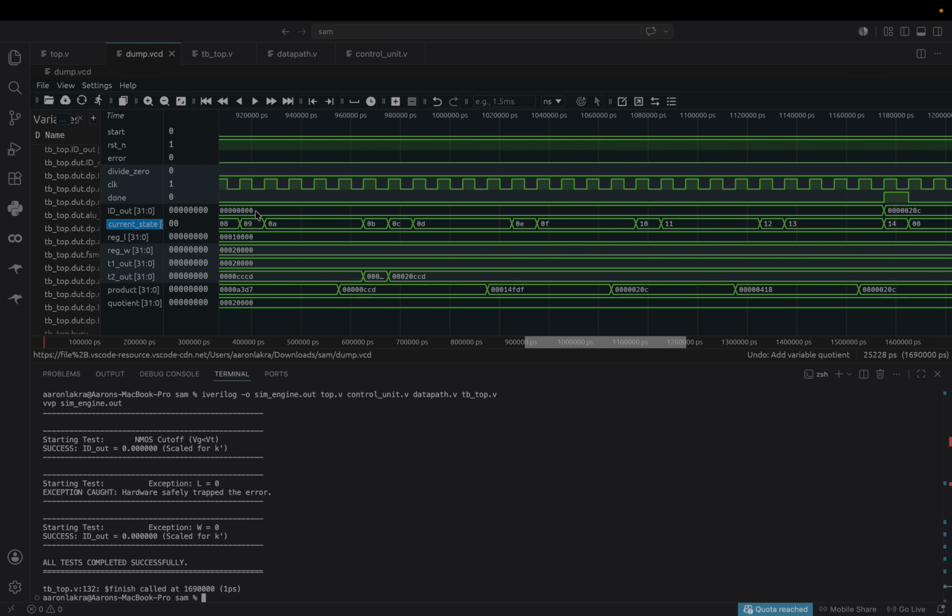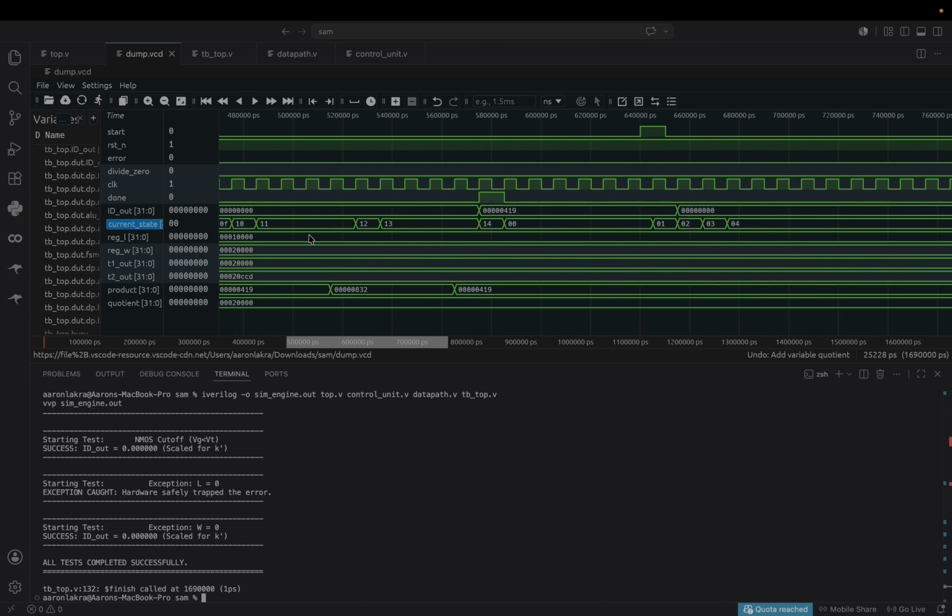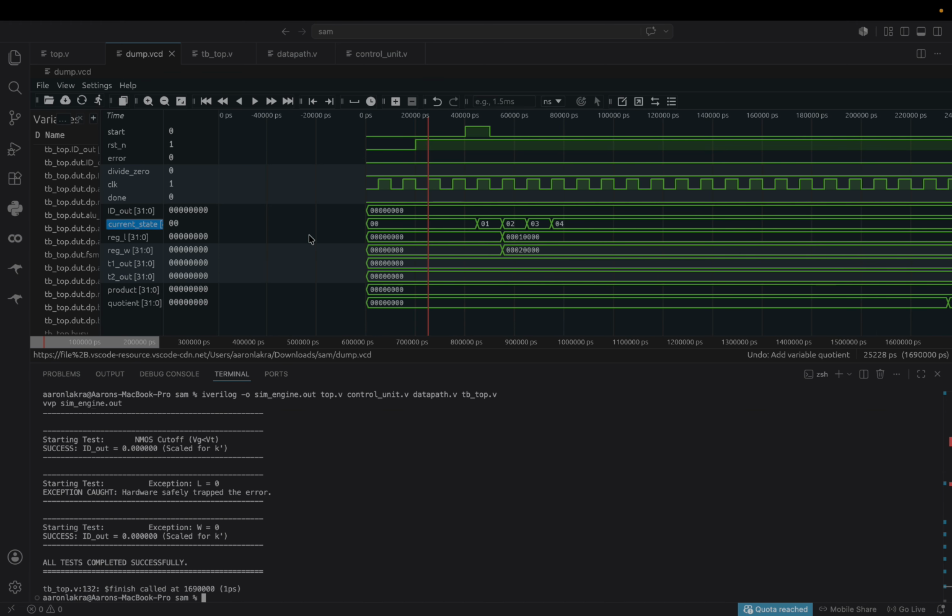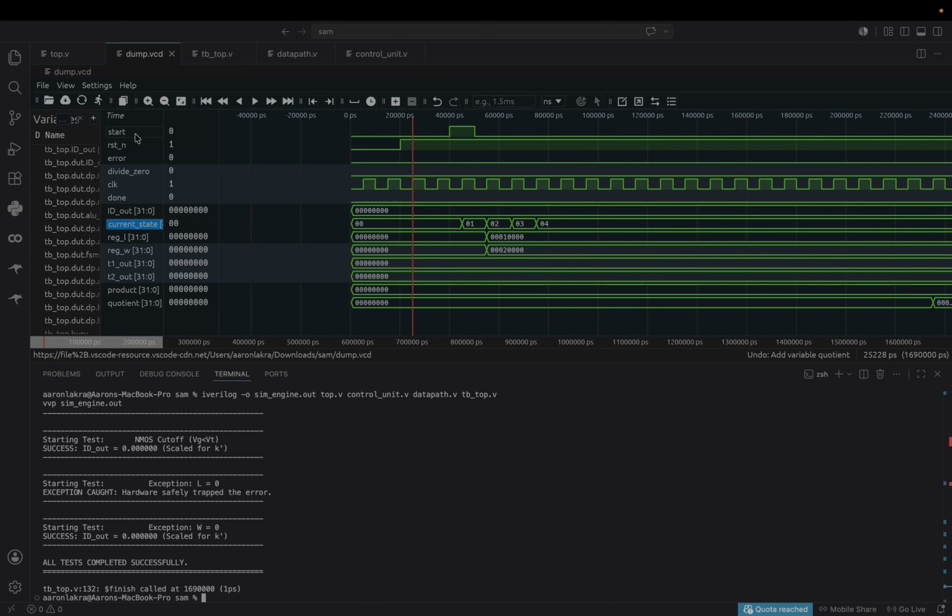So we have the clock signal. Going from the first, we have the start signal, the reset signal, and the error signal, for example division by 0: if the length or the width is 0, then it comes out of the loop. Then we have the done signal, and this is the current out signal that we have. And then we also have the current state.